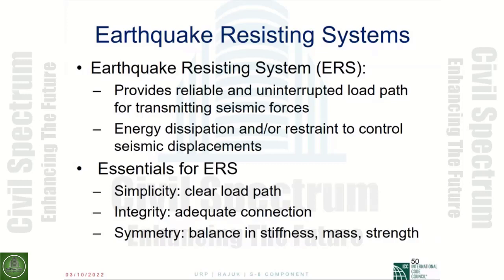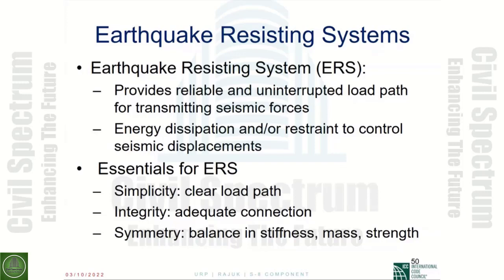And the essential elements of the earthquake resisting system are three. The first one is really simplicity. You want to know how the clear load path is. That's why it's extremely important to sketch the shear force and bending moment diagrams by hand, so that regardless of what computer program you are using, you sketch how the forces are and follow the forces where they go. Actually, simple statics would give you a lot of the behavior of the bridge.